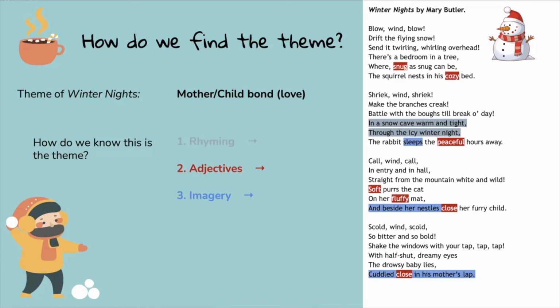To tie everything together, the adjectives and imagery also create the overall mood of the poem. The mood is the overall emotion as you read the poem. From reading Mary Butler's poem, we can clearly see that the mood ties into the theme of heartwarming, nurturing, and caring. The mood makes us feel for the characters and understand the struggle they may encounter, but also the love that they feel towards one another.